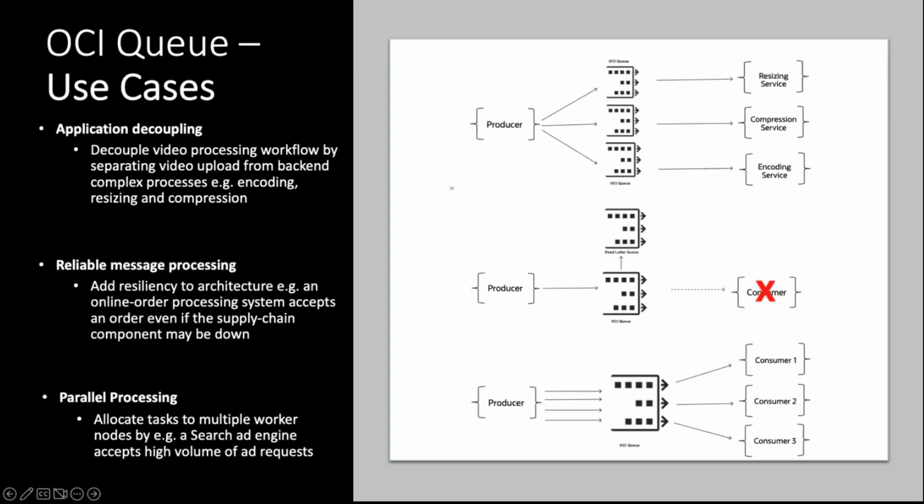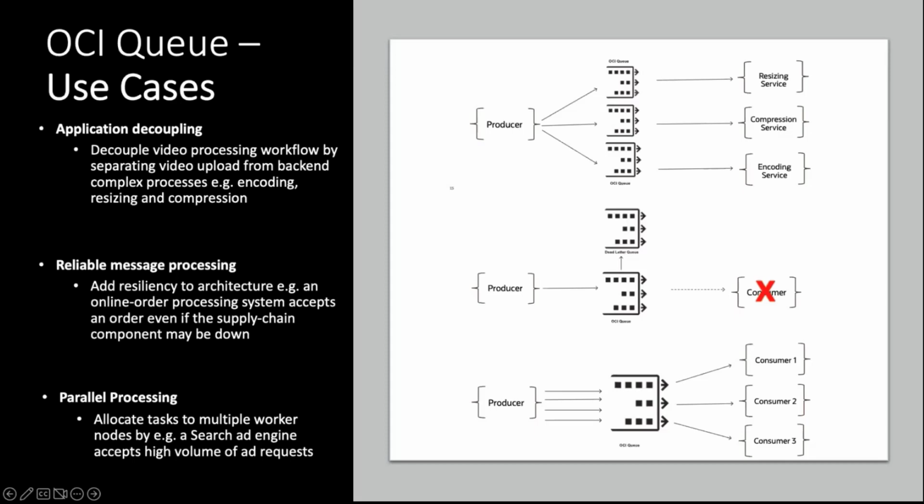It also enables reliable message processing. Like I said, let's say the consumer isn't available and a message is put into the queue by the producer, and the consumer is not able to get the message. The message is sent into the dead letter queue, and you can debug those messages or see where the message is causing an error in your application.